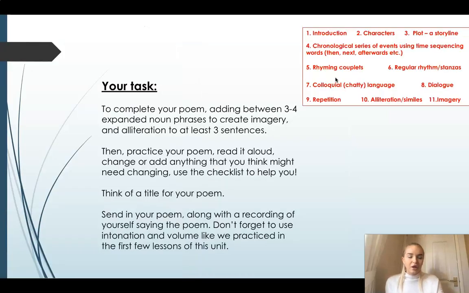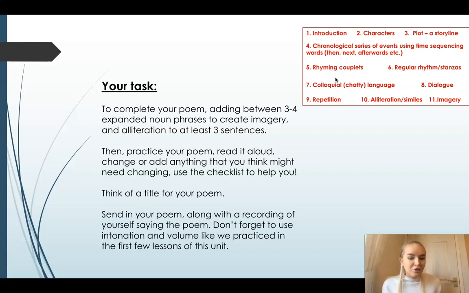Okay, so your task today, I've done a lot of talking today, so now it's your turn to wow me with your final poem. So your task is to complete your poem. Finish it, make it done. Adding between 3 to 4 expanded noun phrases to create imagery. So using those expanded noun phrases you created in the first part of this lesson, really make them make sense in your poem. And also adding alliteration to at least 3 of your sentences. So I would suggest doing it to your introduction like I have, because that will probably be the most easiest.